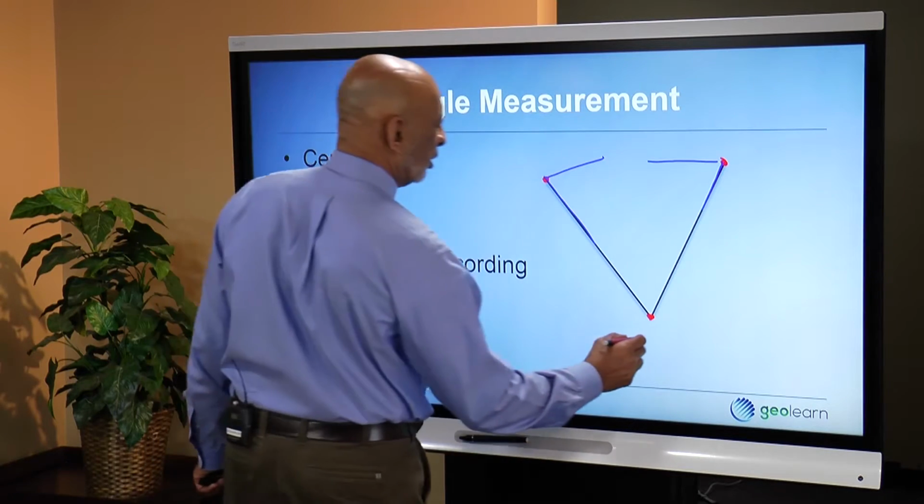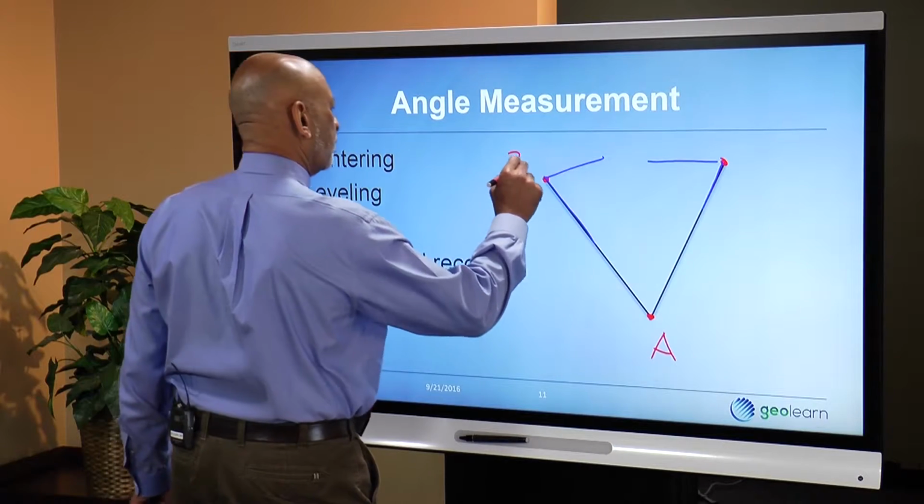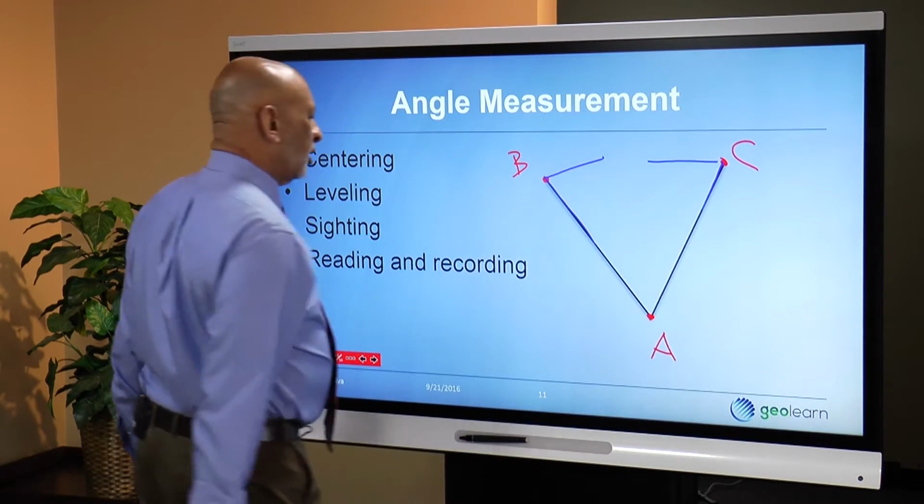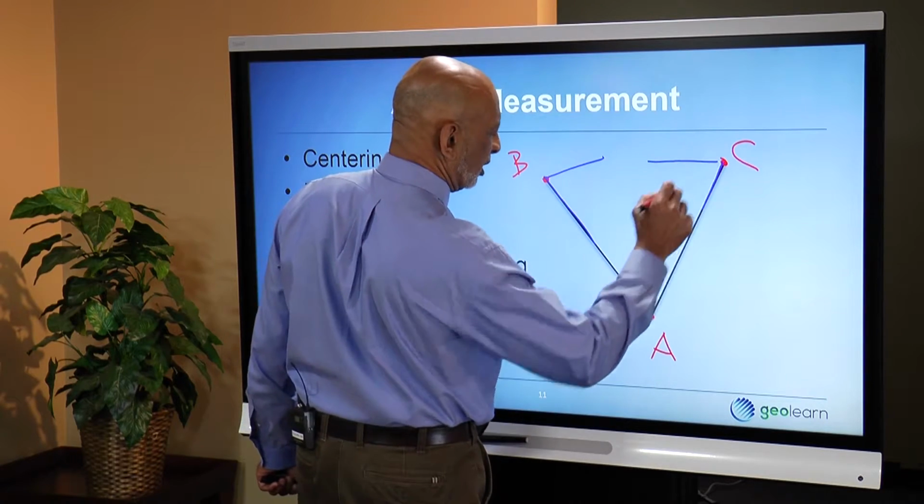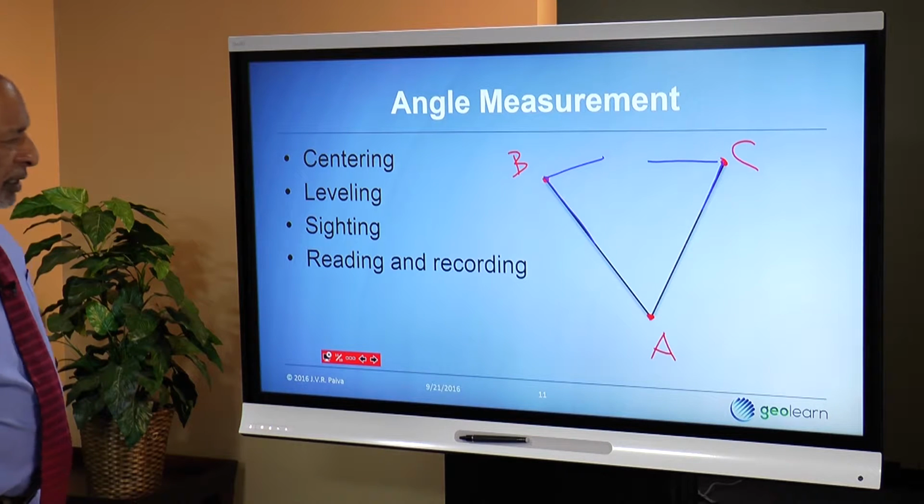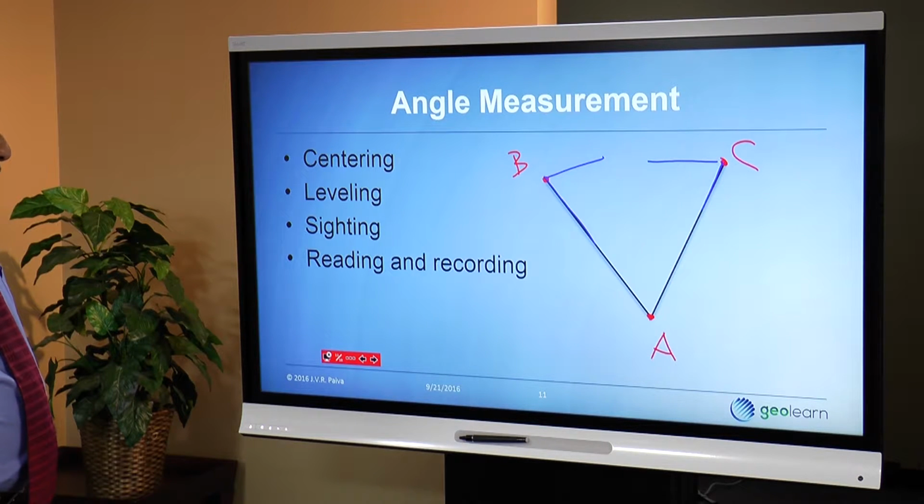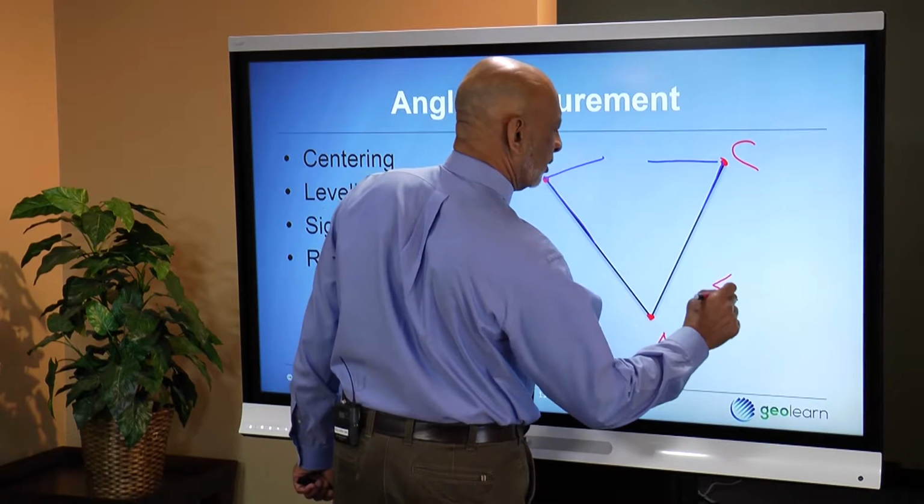Let's just, for sake of convenience, call this point A, call this B, and call this C. So if you wish to measure angle BAC, that's how we designate angles. The point at which the angle is measured is the middle letter, so angle BAC.